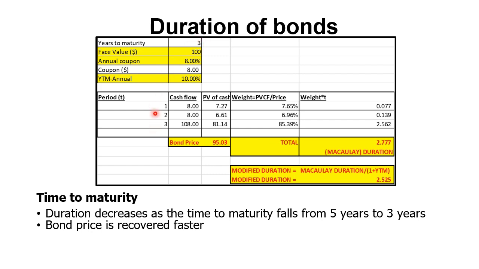The maturity is now 3 years instead of 5 years. The face value remains at $100. Annual coupon is 8% or $8, and the YTM is 10%. As we see, with a shorter maturity, all else being equal, the duration decreases as the time to maturity falls from 5 years to 3 years. This is obvious because the bond price will be recovered faster because of the shorter maturity.